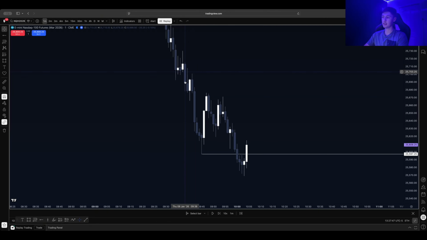So price is in a downward trend, higher highs, higher lows, whatever, sweeps out sell side liquidity. And then let's see if we get a displacement from that sell side liquidity, causing a bullish market structure shift. So a swing high broken to the upside. Okay, and that's exactly what we see right here.